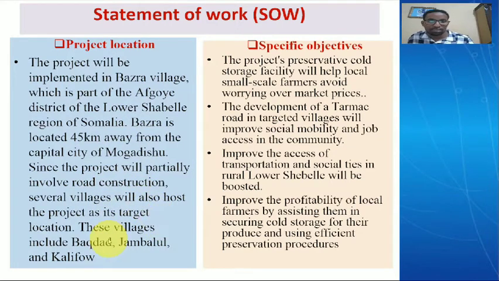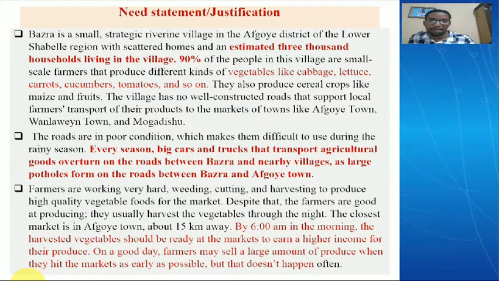Since the project will partially involve road construction, several villages will also host the project as its target location. These villages include Baghdad, Jambulul, and Khalifa. All those villages will also take part in this project. So the specific project is that the cold storage facility will help local small-scale farmers. The development of the tarmac road in target villages will improve social mobility, improve the success of transportation, and so on. So we have only minimum time, so we have to hurry up.